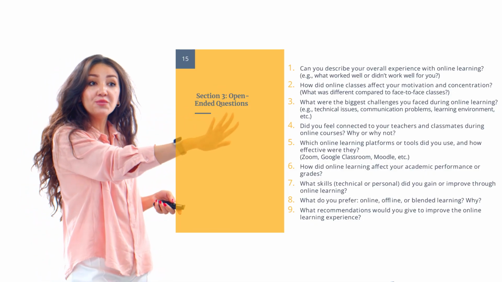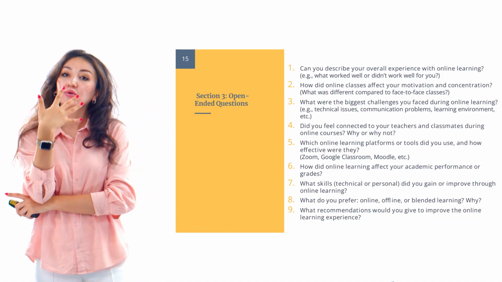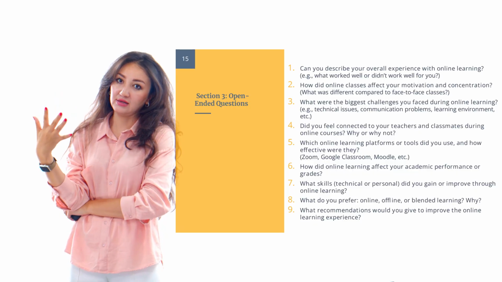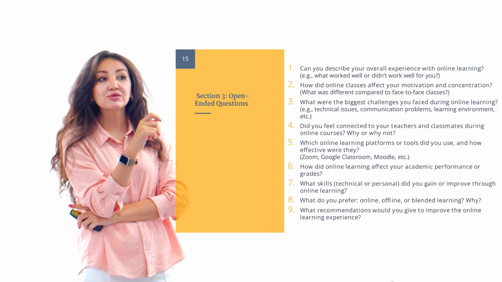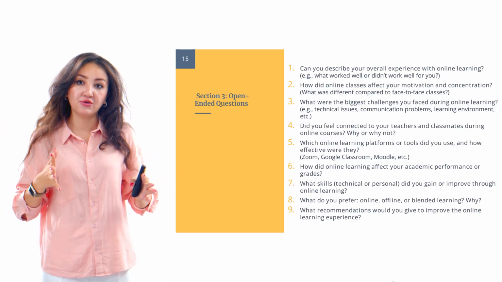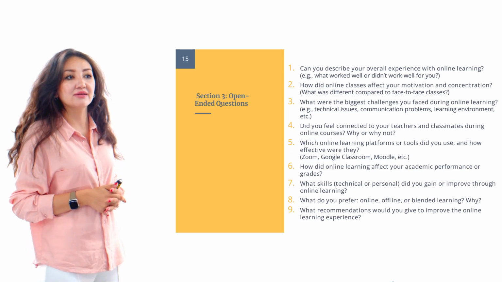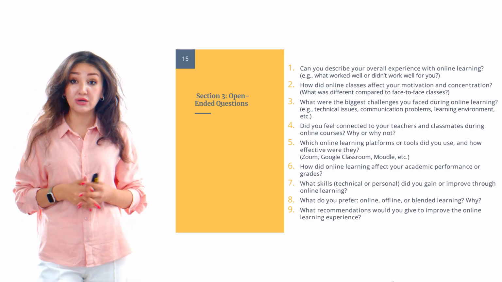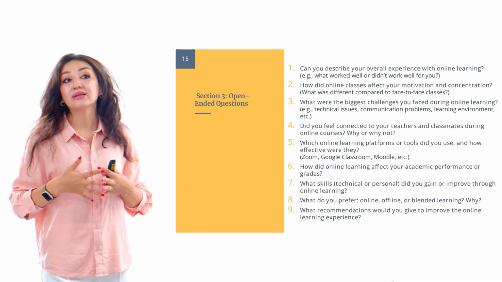Section 3 is open-ended questions. Open-ended questions mean the respondent has to give a full answer. Let's look at the questions. Can you describe your overall experience with online learning? You need to give full, general information. Second question: how did online classes affect your motivation and concentration, right? So you need to give a full answer. That's why it's called open-ended questions.